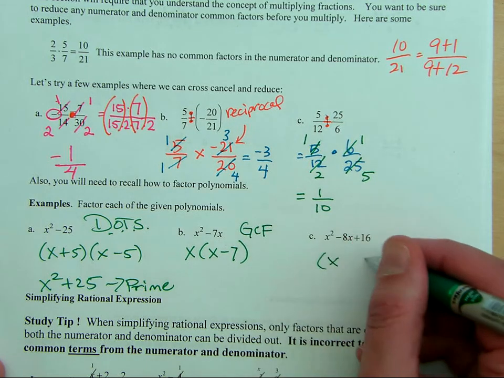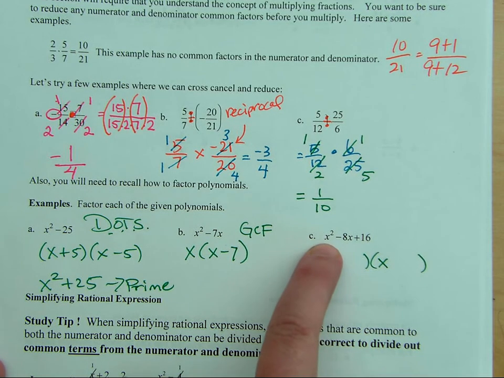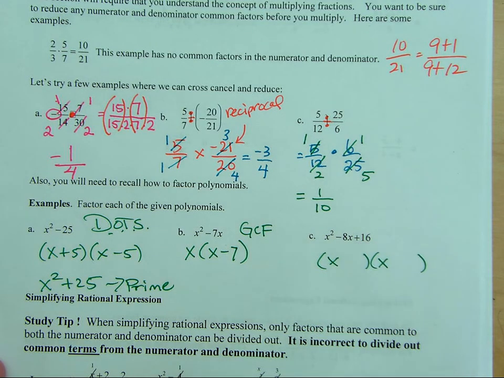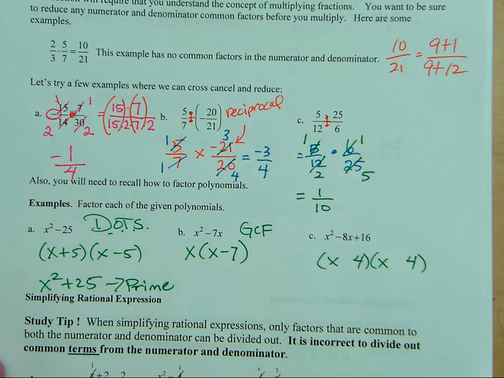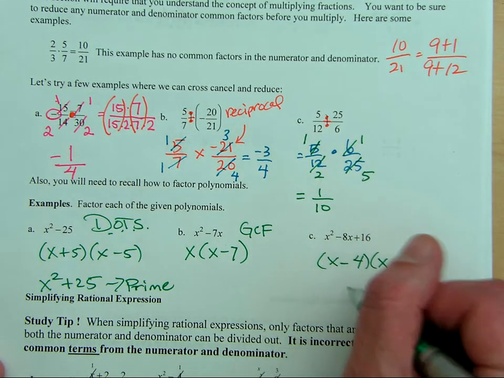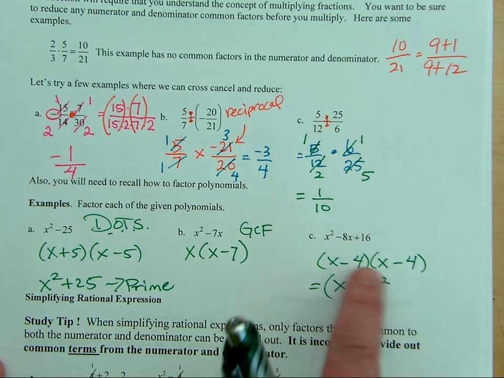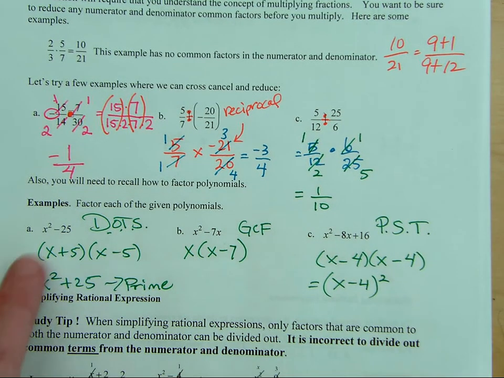Here you could start with, well, you said AC method, which you could use, but anytime you have x squared in the beginning, you could really start with the x times x, right? What number is going to multiply to 16 and add to negative 8? 4. Okay, and what are the signs on the 4s? Both negative, right? Both negative. Another way of writing this is x minus 4 squared. And does anybody remember what we call this one? Yes, this is a PST, a perfect square trinomial. Difference of two squares, perfect square trinomial, two different ones.